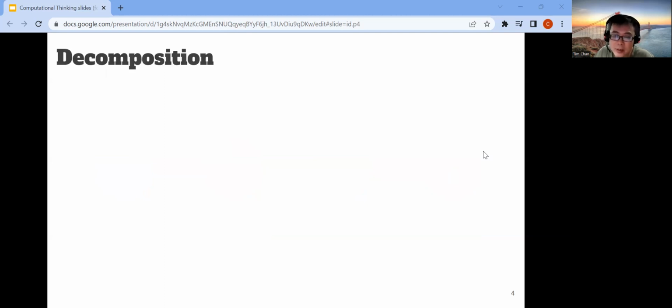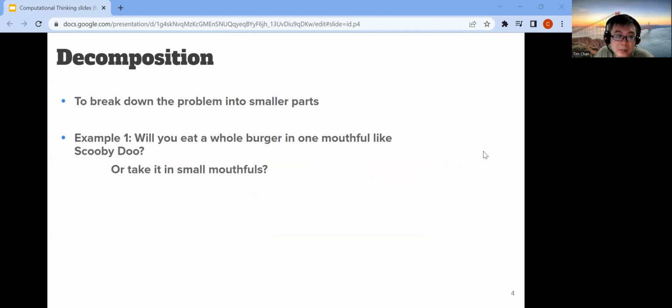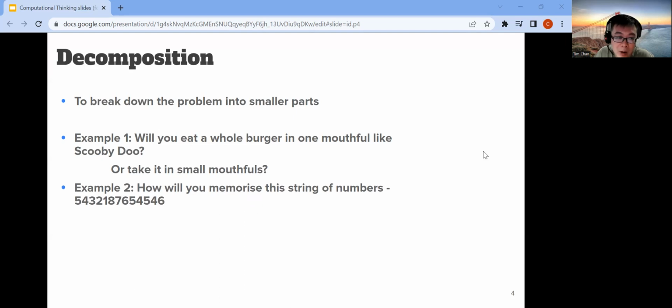Decomposition. As I mentioned just now, decomposition is the process of breaking down a problem into smaller, manageable parts. By breaking things down into smaller parts, it actually makes problems less daunting. Here is another example. Imagine you want to eat a burger or finish a big piece of cake. Do you eat it as a whole in one big mouthful, or do you take it in small mouthfuls?